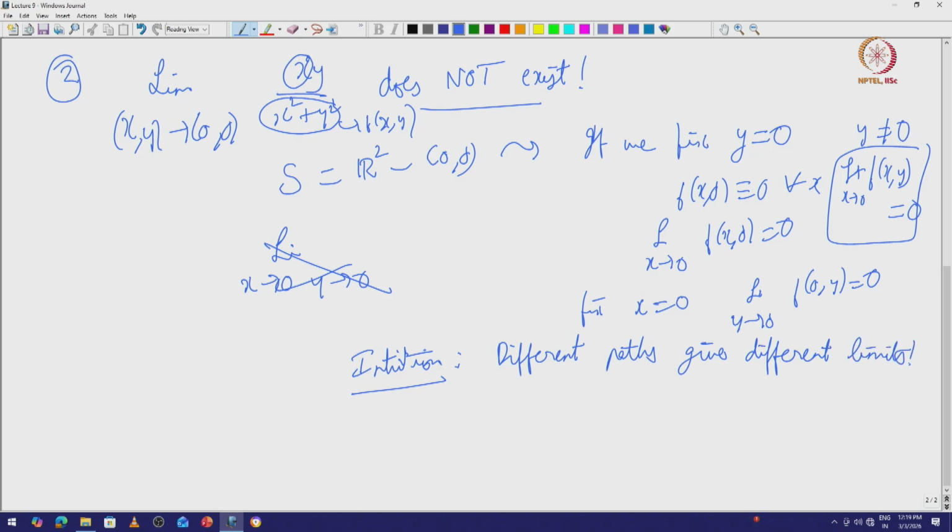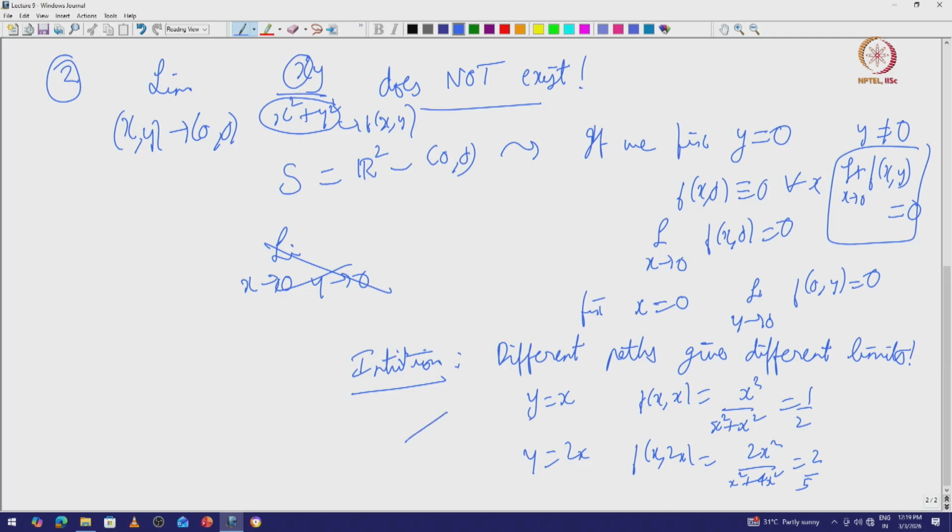What I mean is, if y equals x, then f of (x, x) is x squared divided by x squared plus x squared, which is half. When y is 2x, what will you get? You'll get 2x squared divided by x squared plus 4x squared, which is 2/5. So if x and y get closer and closer to 0 along this line as opposed to this line, you get different numbers that don't agree with each other, and therefore the limit doesn't exist.